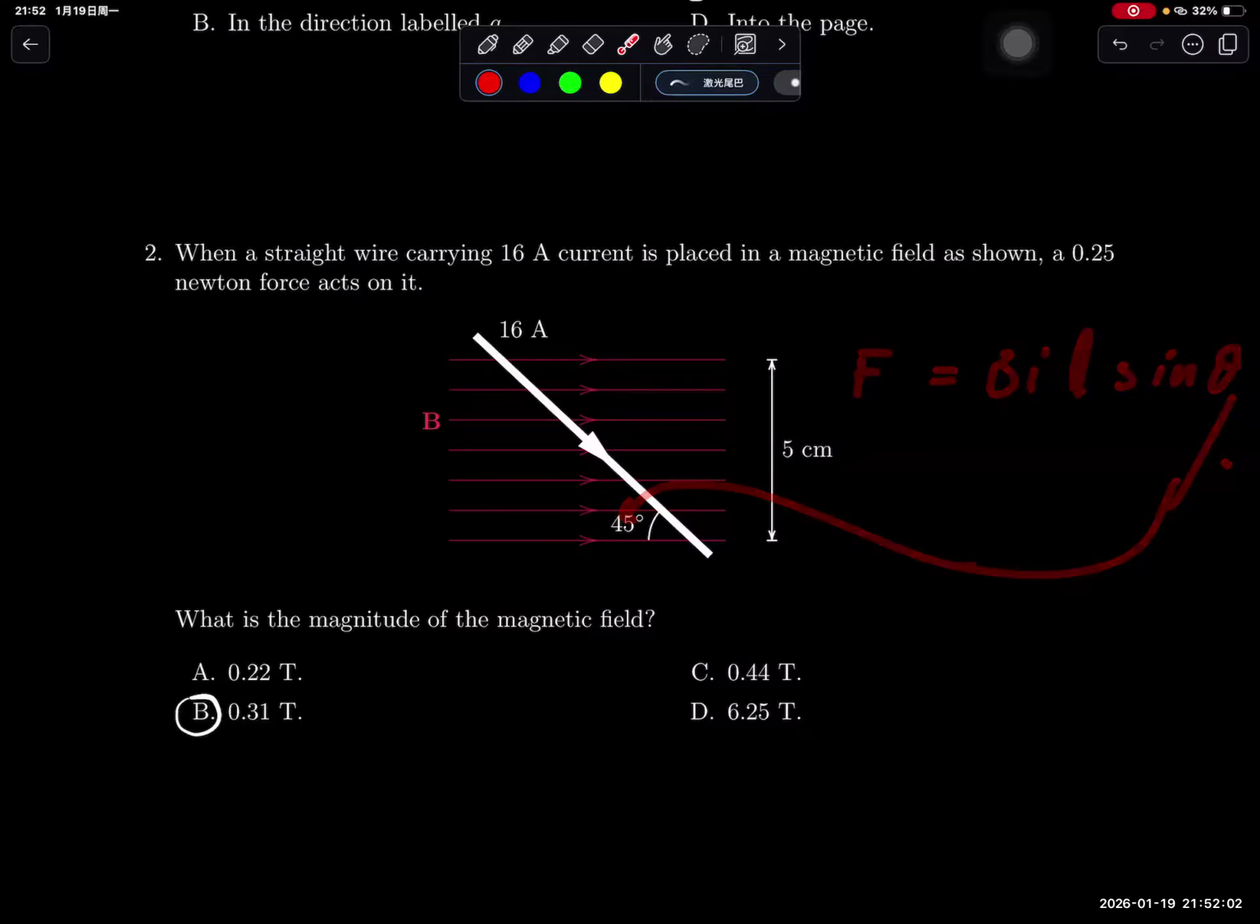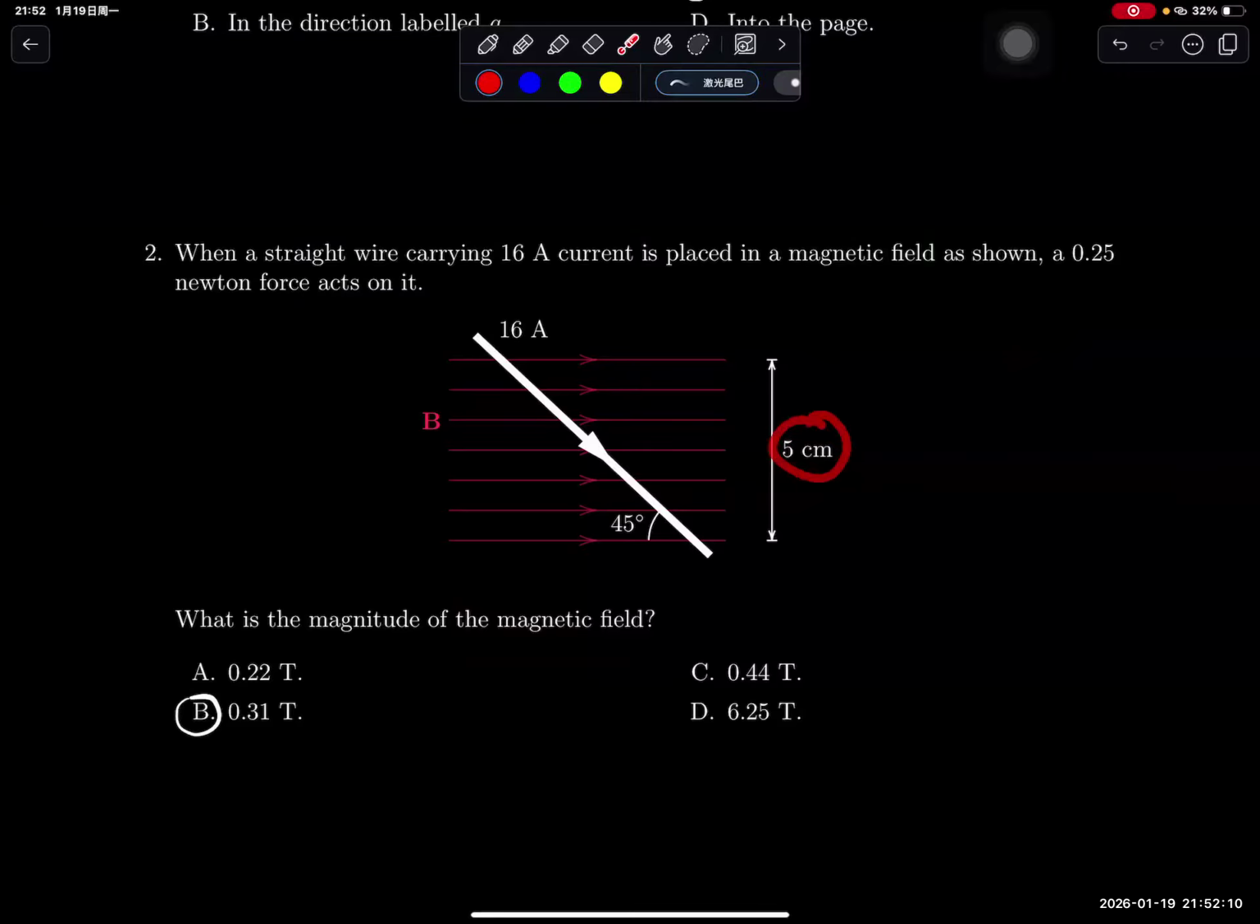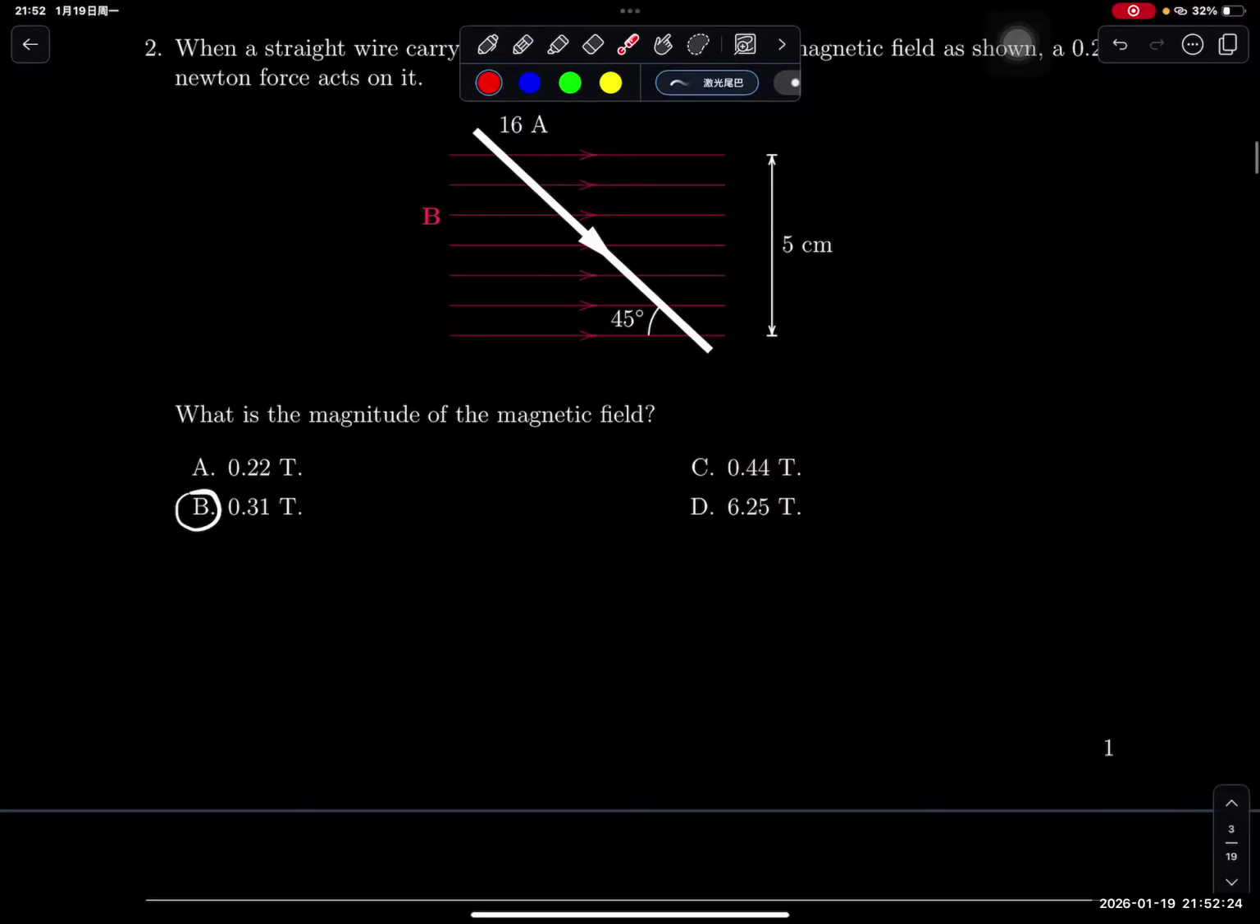Be aware that the 5 centimeters here is actually the perpendicular component. So this 5 centimeters is actually L times sine of theta. So if you use the 5 centimeters, you don't need to multiply by the sine of the angle anymore. Just be aware of that.